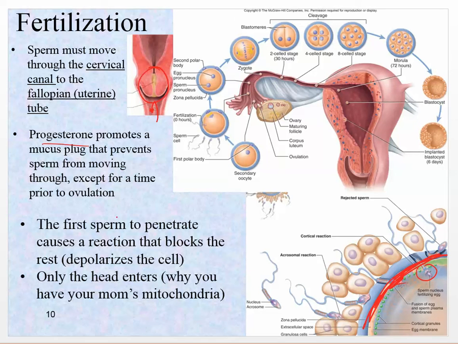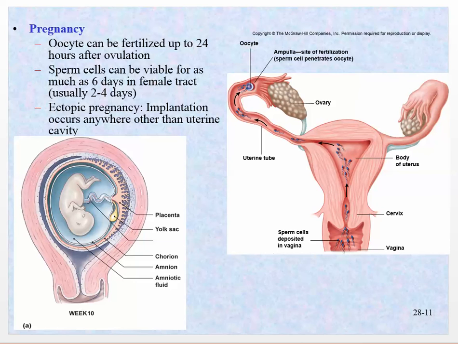Okay. So only the head enters, which is why you have your mom's mitochondria. The mitochondria was in here, and that mitochondria will go on to become the next organism. All right. Pregnancy. The oocyte, and this doesn't vary. Oocytes can be fertilized for up to 24 hours after ovulation. That means this oocyte can move out and just kind of sit there wandering and waiting, and it can survive for about 24 hours waiting for a sperm to fertilize it.